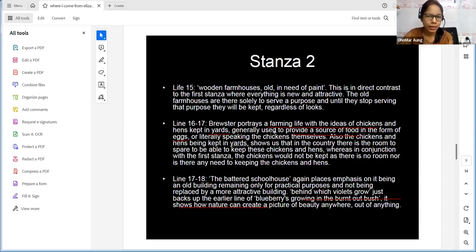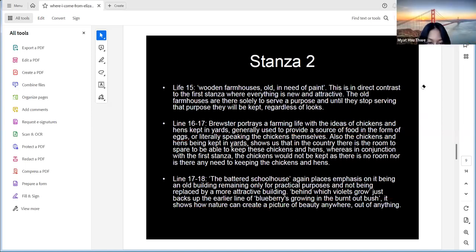So according to these lines, what you can learn is that chickens, hens, yards, these are the key points. Chickens show the farming life. And in this case, chickens are used to provide a source of food in the form of eggs or meat, whatever. And according to the word yards, it means that there is room for the small animals in the countryside, enough space to go around. That is the point. And 17, 18, Dileta, can you read?